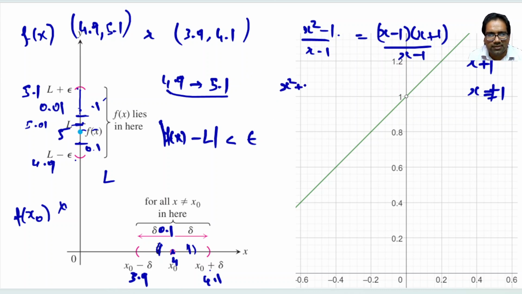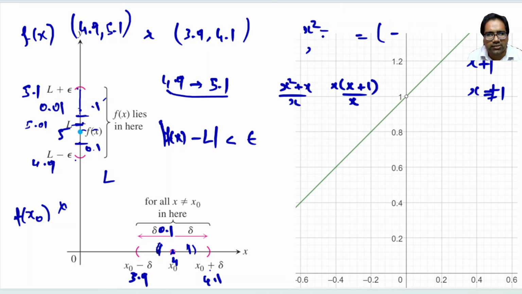That is x squared plus x by x, which is nothing but x into x plus 1 by x. This function is equal to x plus 1 as long as x is not equal to 0. If x is not equal to 0, then we can cancel x and x. When x equal to 0, this is not defined, so there is a hole here. This is equal to the graph of the function x plus 1 as long as x is not equal to 0; when x is equal to 0, there is a hole here.